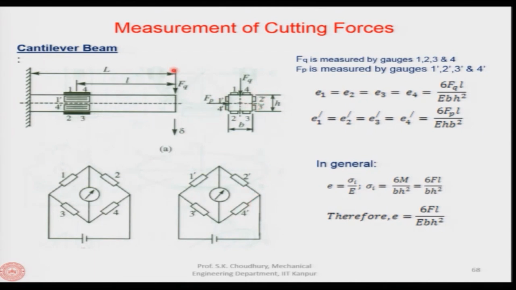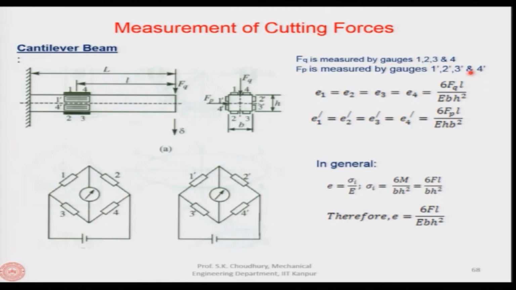So, when Fq acts on the cantilever beam, as you can see from here, the gauges 1, 2, 3 and 4 will be sensing this, whereas 1 prime, 2 prime, 3 prime and 4 prime will be insensitive to the thrust force Fq. Therefore, Fq is measured by gauges 1, 2, 3, 4 and Fp, which is perpendicular to Fq, is measured by gauges 1 prime, 2 prime, 3 prime and 4 prime.